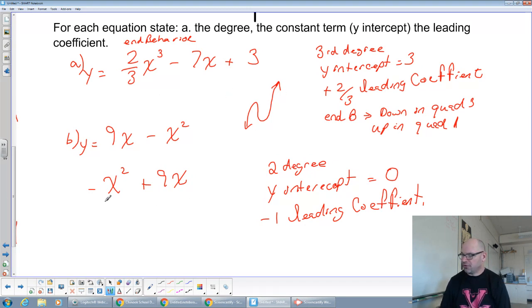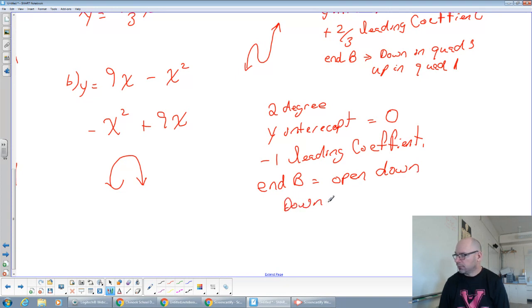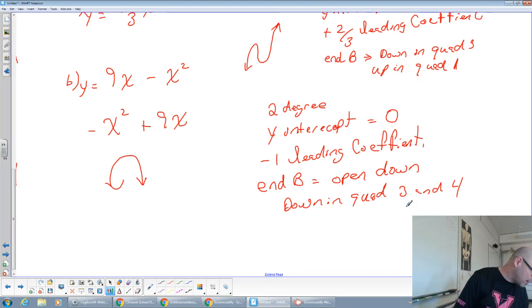This one here, if we did the end behavior of this one, this is a negative quadratic, so it's going to go like this. So we can say opens down, or we can say that it's down in the two bottom quads, which are 3 and 4. Okay, so that's how you analyze them. Let's see if they've got any other ones that they might ask you.